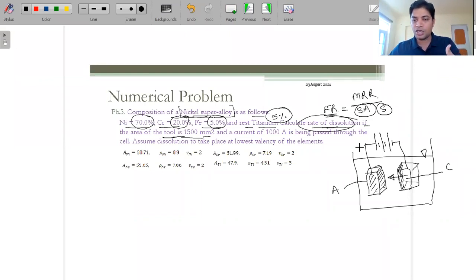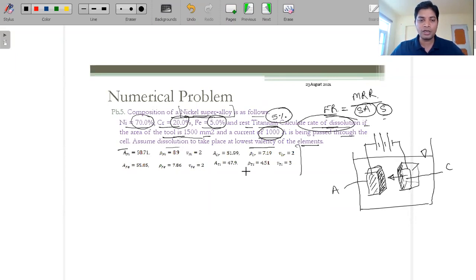Okay, so this area of the workpiece that will initially come in contact will also be 1500 mm square only. Fine. So the current of 1000 ampere we are using, so the value of I is given to you, is being passed through the cell. So the electrolyte cell is a complete circuit, we can say.